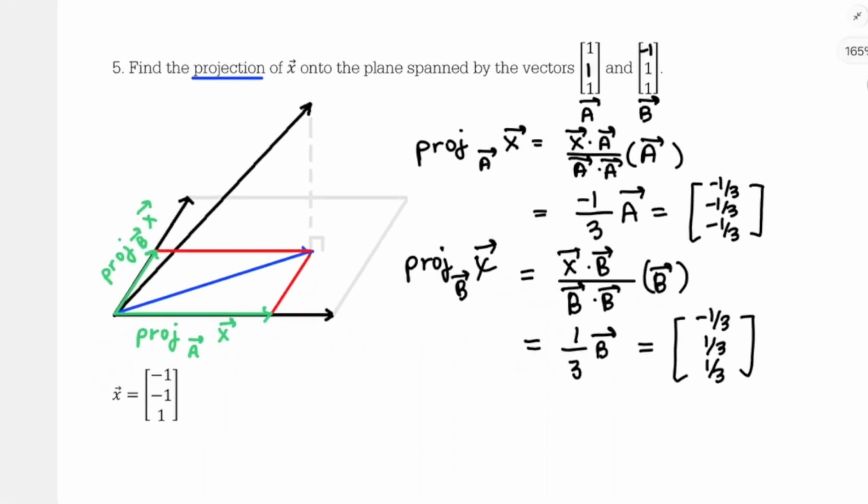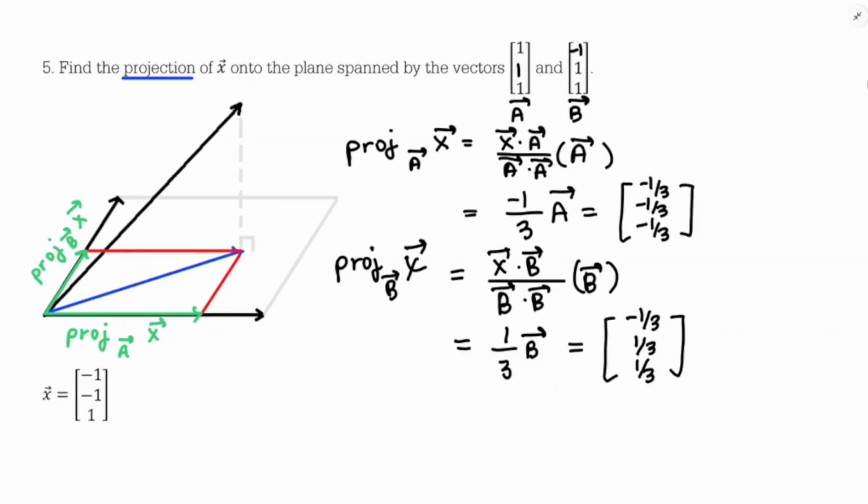Okay, and so the projection, that blue vector that I've got, it's going to be the projection of x onto the plane. Maybe I'll call this vector v, the thing I'm hoping to find eventually. That's going to be the two projections added together. So I'm going to say -1/3 plus -1/3 is -2/3. And then the other two components are going to be -1/3 plus 1/3, which is 0. So there's the projection right there.